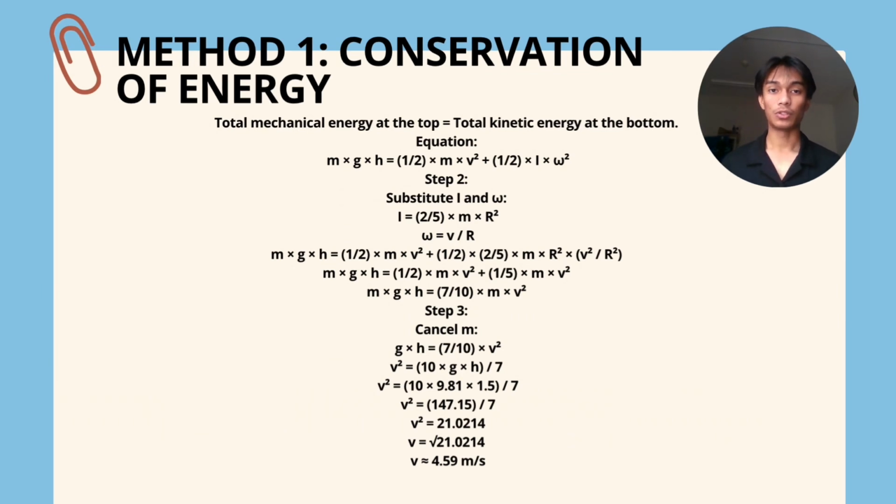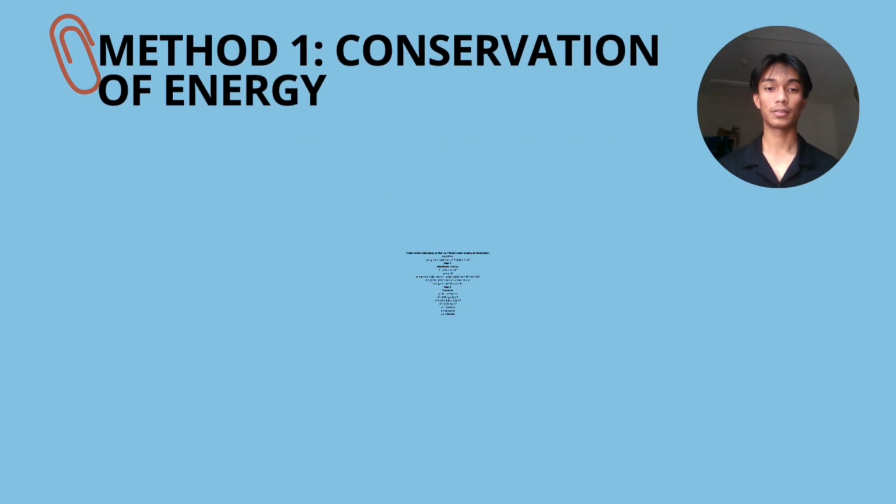For method 1, we choose conservation of energy. The total mechanical energy at the top is equal to the total kinetic energy at the bottom. So the equation is mgh = 1/2 mv² + 1/2 Iω². And the final answer for this method, we got 4.59 meter per second.